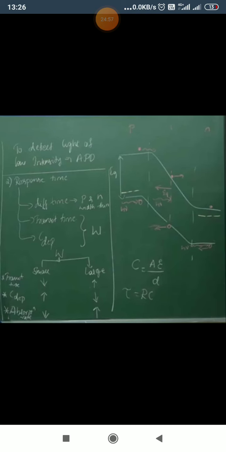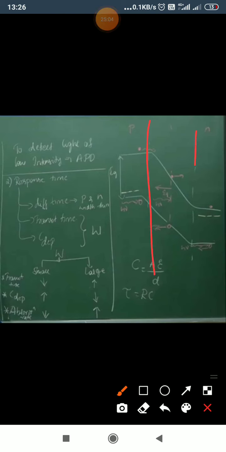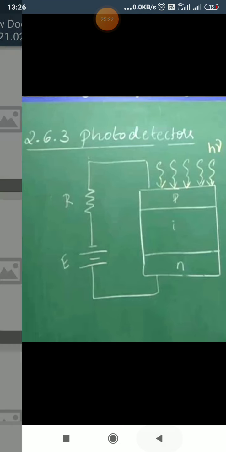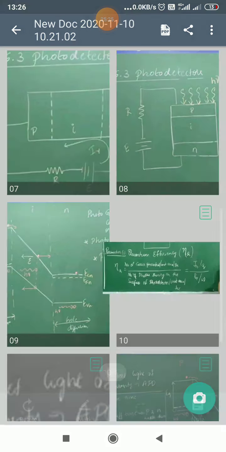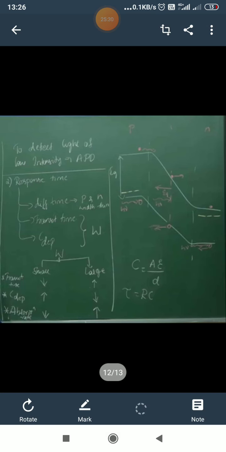For that reason, as the absorption rate is more, we are making the depletion width, that is the intrinsic material width, larger compared to the P and N regions, as you can see from here. Why is the width of the P region smaller and why is the width of the I region larger? Because the absorption rate is more. So this is about the response time.